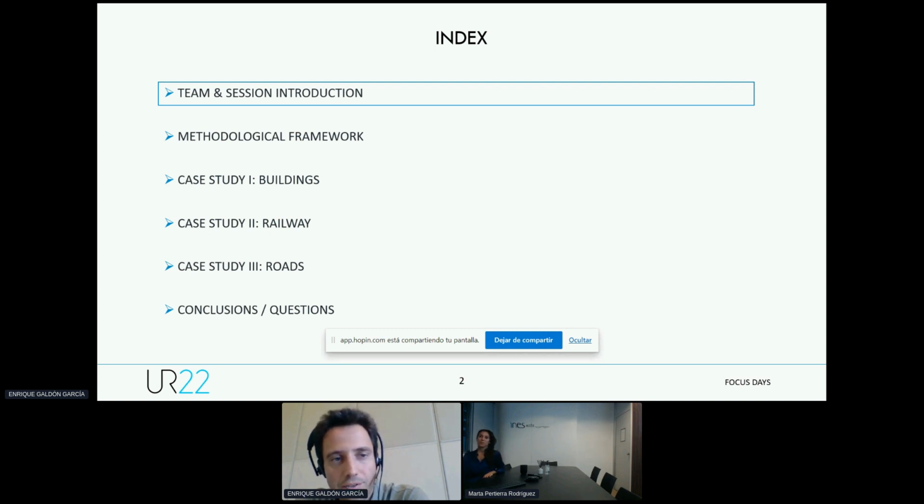We're going to start with an introduction of the team and of the session. We're going to go with a description of the methodological framework that we are applying at the moment of implementing asset management systems. Afterwards, we're going to show 3 case studies that address different types of infrastructure as examples of how this methodological framework is applied and what can be achieved with it. And finally, we will end up with conclusions and any questions that you might be interested in asking.